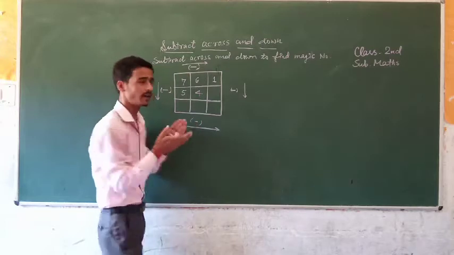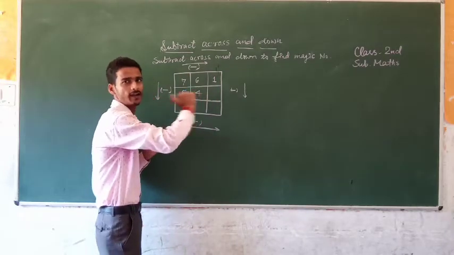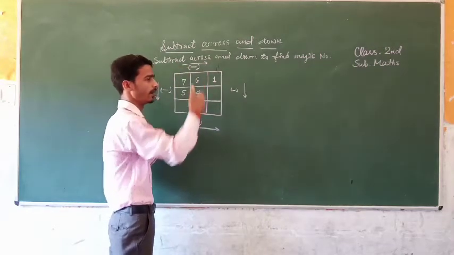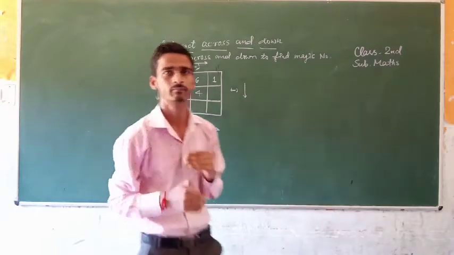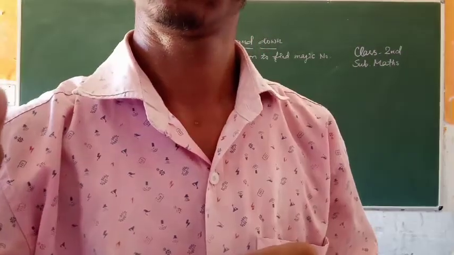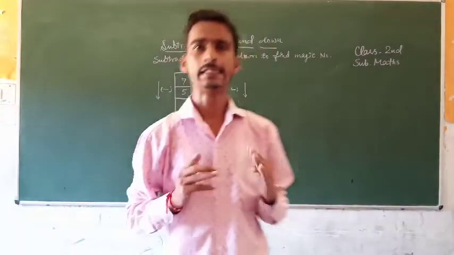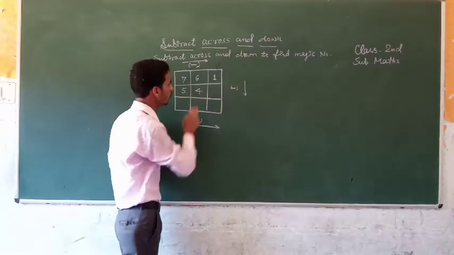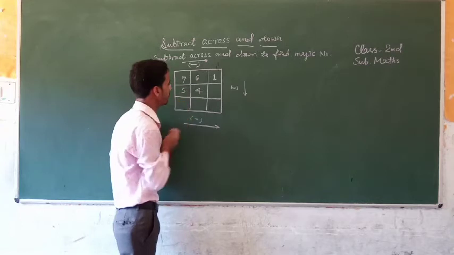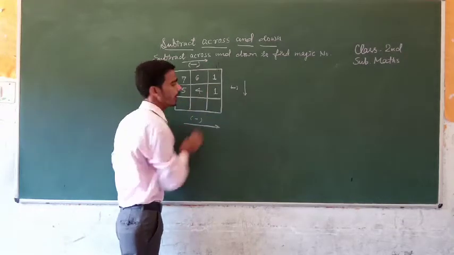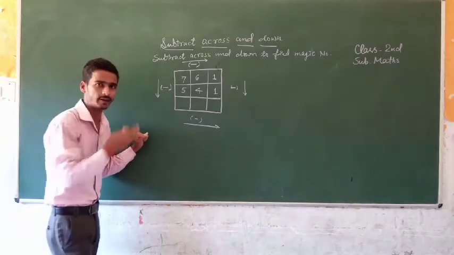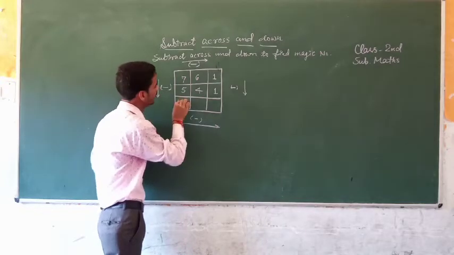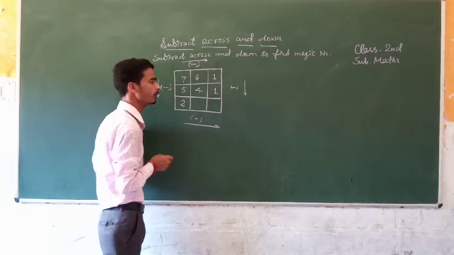Subtract across. Across means left to right. And subtract down, up to down. Listen carefully. We will subtract 4 from 5 because 4 is smaller than 5. Here will be 1. And now we will subtract down. Down means here we will subtract 5 from 7. There will be 2. And now we will subtract 4 from 6.